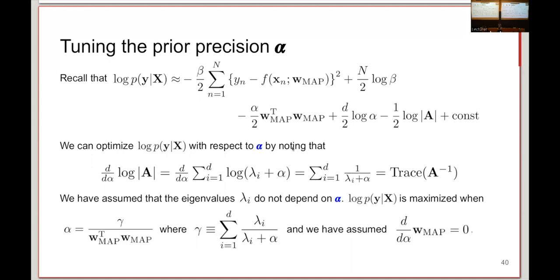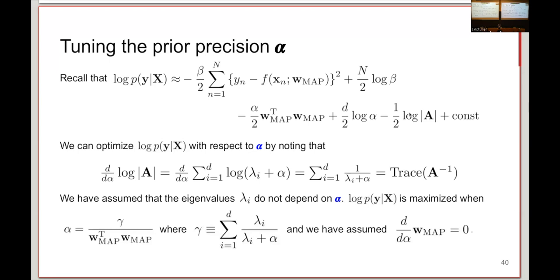The approximation of the model evidence is given by this expression: the log posterior evaluated at the MAP solution plus this extra term from the log of the determinant of the Hessian. You could think of trying to optimize this with respect to our hyperparameters, the prior precision alpha and the noise precision beta. The first thing that comes to mind is, okay, we have this expression, let's optimize it with respect to alpha. We can compute gradients and set those gradients to zero, and then we can improve the model evidence by doing that.